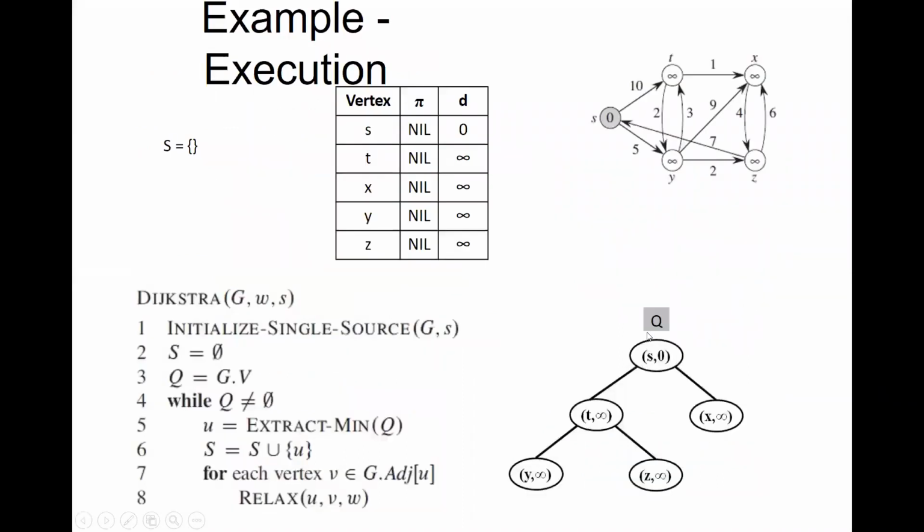Now, starting with this, a min heap has been created, and this is the initial structure of the vertices. Pi is there, which is nil, and 0 distance, and all the rest are infinity. This is the priority queue implementation of the same.